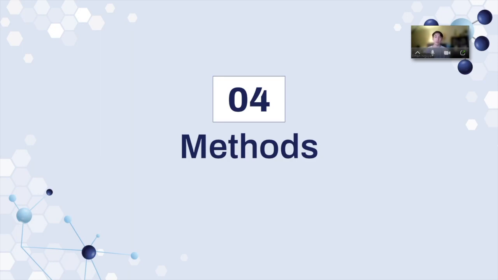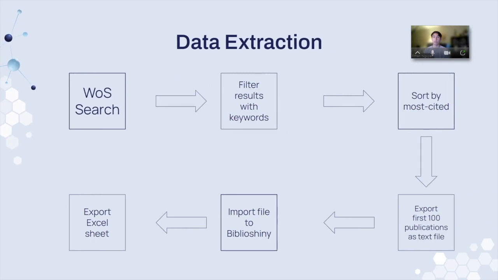To explain our methods in conducting our bibliometric analysis, I'll first start with data extraction. We used the Web of Science's core collection to search for articles on computational models of memory and learning. With hundreds of thousands of results, we filtered out several articles using keywords such as computational model, learning development, and memory development. With this preliminary search, we then sorted by the most cited articles and selected the top 100 articles. After briefly reviewing the contents of the articles to determine their relevancy, we exported the first 100 publications as a text file. Using this text file, we imported it into the BiblioShiny tool using R programming, providing us with a bibliometric analysis of the dataset. We then exported the same dataset as an Excel sheet to further investigate any patterns and gaps in the data.